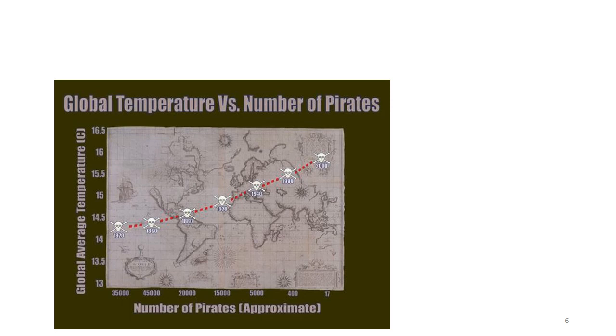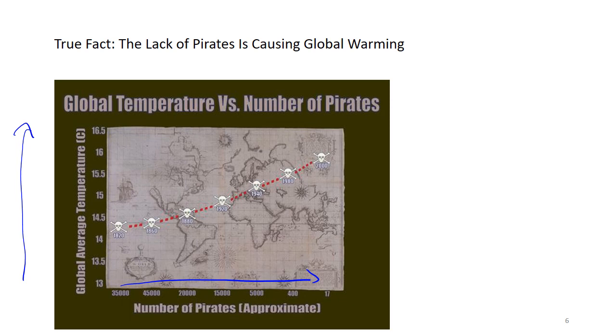This graph shows the relationship between the global average temperature and the number of pirates. It shows that the global average temperature increases as the number of pirates decreases. Based on this graph, a headline says, "True fact, the lack of pirates is causing global warming." So, do you think the headline is correct?